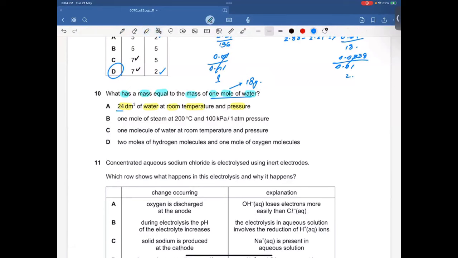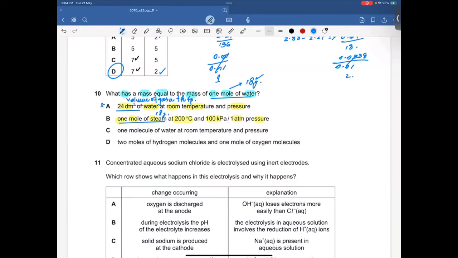By the way, 24 dm cube is the volume of a gas at RTP. And water is a liquid. This is the volume of gas at RTP. So this is not going to be the correct option because that represents the volume of gas, not the mass of water. Because 24 dm cube of water is not possible. This is 24 dm cube of steam. Anyhow, 1 mole of steam at 200 degrees Celsius and 100 kilopascal and 1 atm pressure. So 1 mole of steam is basically equal to 18 gram of water, which is right.